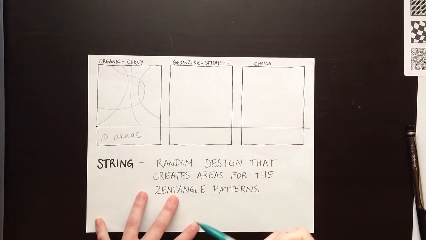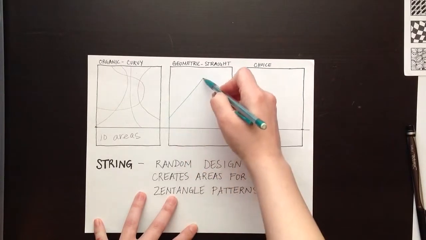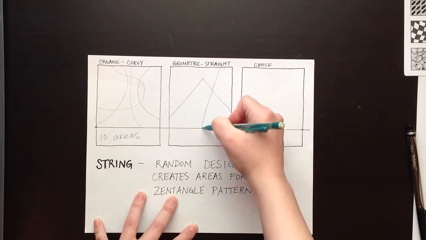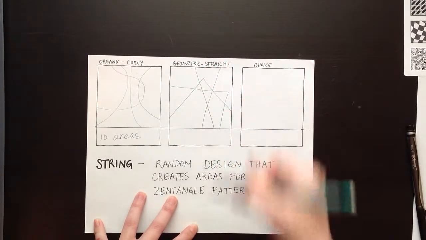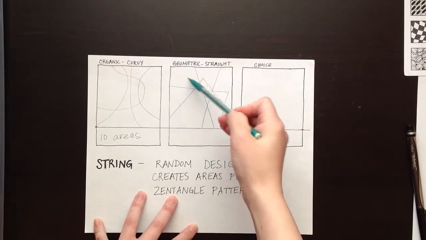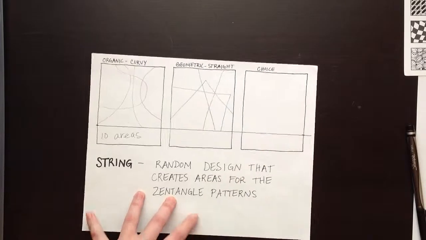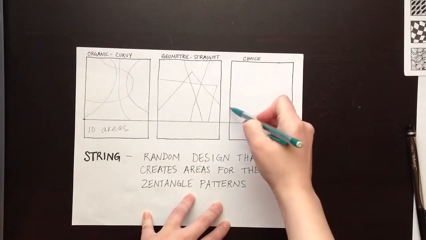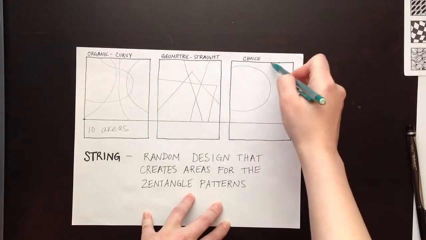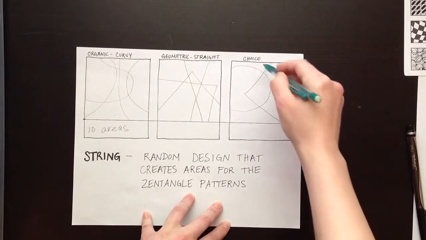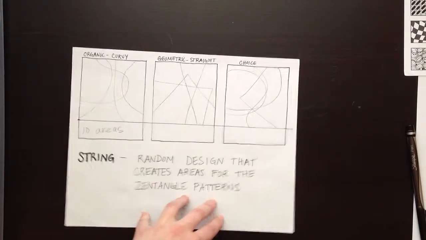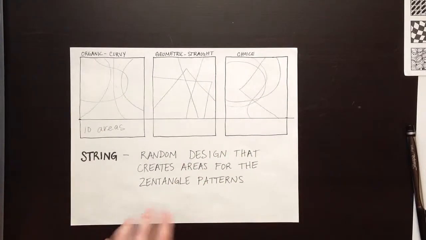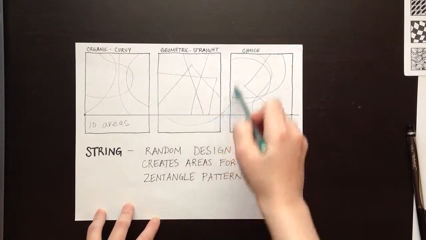The second one is geometric, and those are straight lines. And again, just a random pattern. Okay, and then again count 1, 2, 3, 4, 5, 6, 7, 8, 9, 10. Alright, and then the last one is going to be your choice, so you can do whatever you want. You can mix the organic lines and the geometric lines however you want. Once you have these 3 sketches, then you're going to pick the one that you liked the best. And for me, I think I like this one.